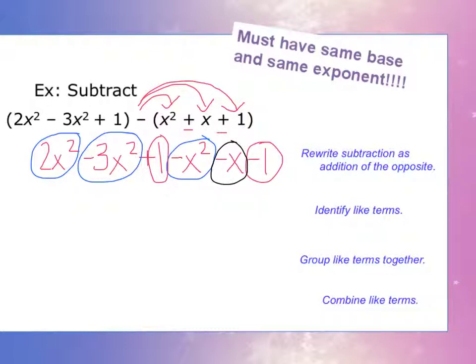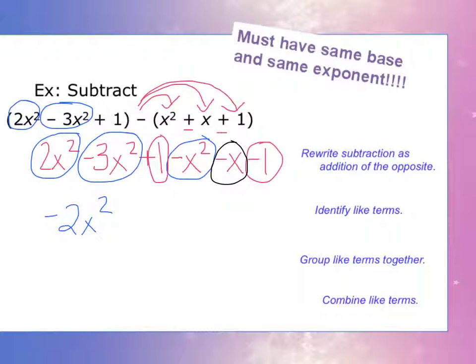So now we'll begin combining. 2 minus 3 is negative 1. Minus 1 is going to be negative 2x squared. And I also just noticed that we could have combined the 2x squared and the negative x squared, negative 3x squared first. But we were able to do it at the second step too.